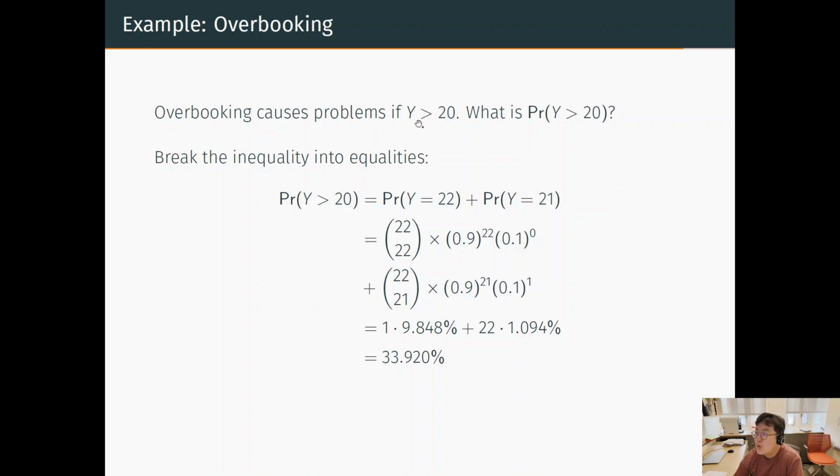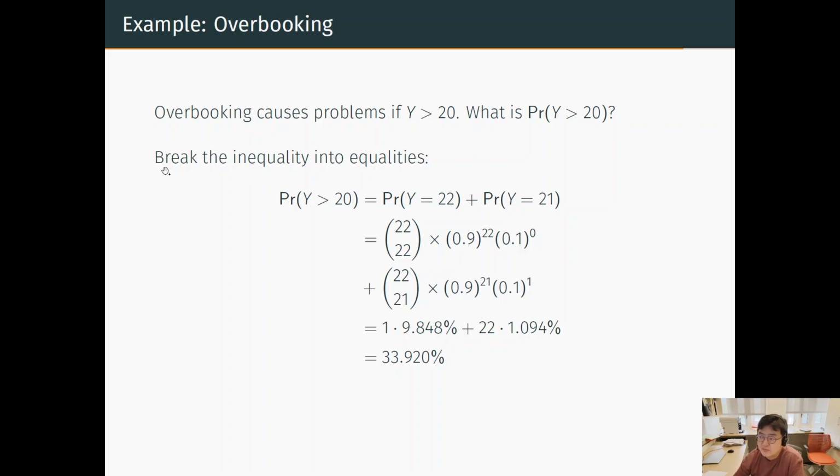So we are interested in the probability y greater than 20. There are 20 seats, but there are more people who want to take the flight and already have the ticket, right? So then how do we calculate that? This inequality, probability of inequality, cannot be handled directly in the binomial distribution.